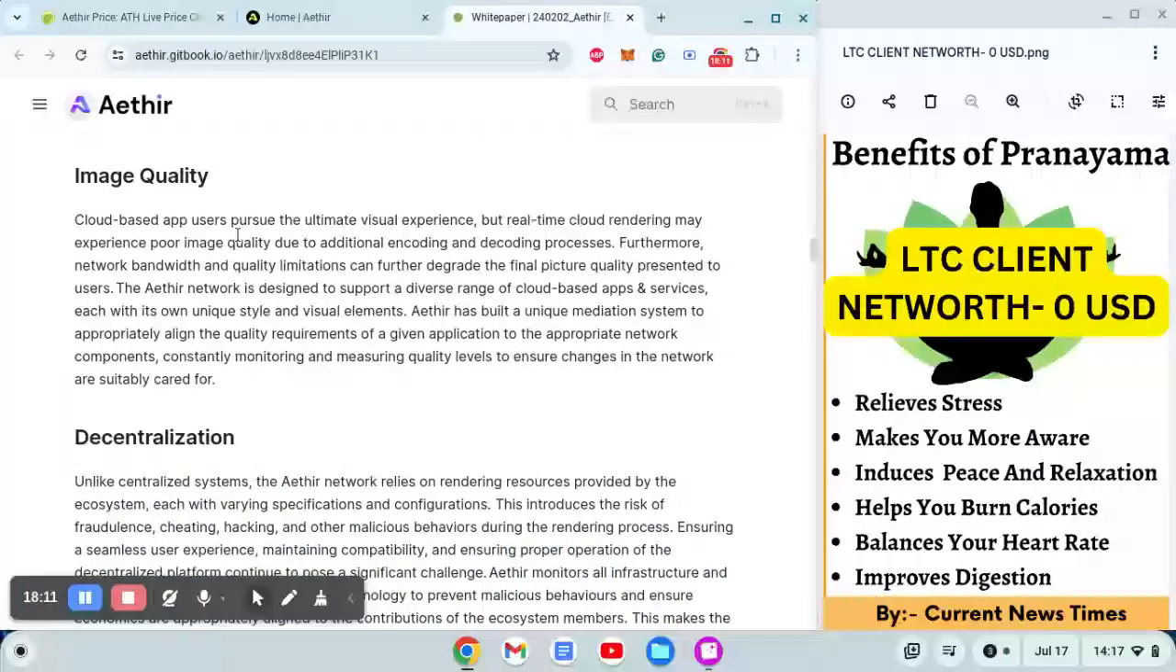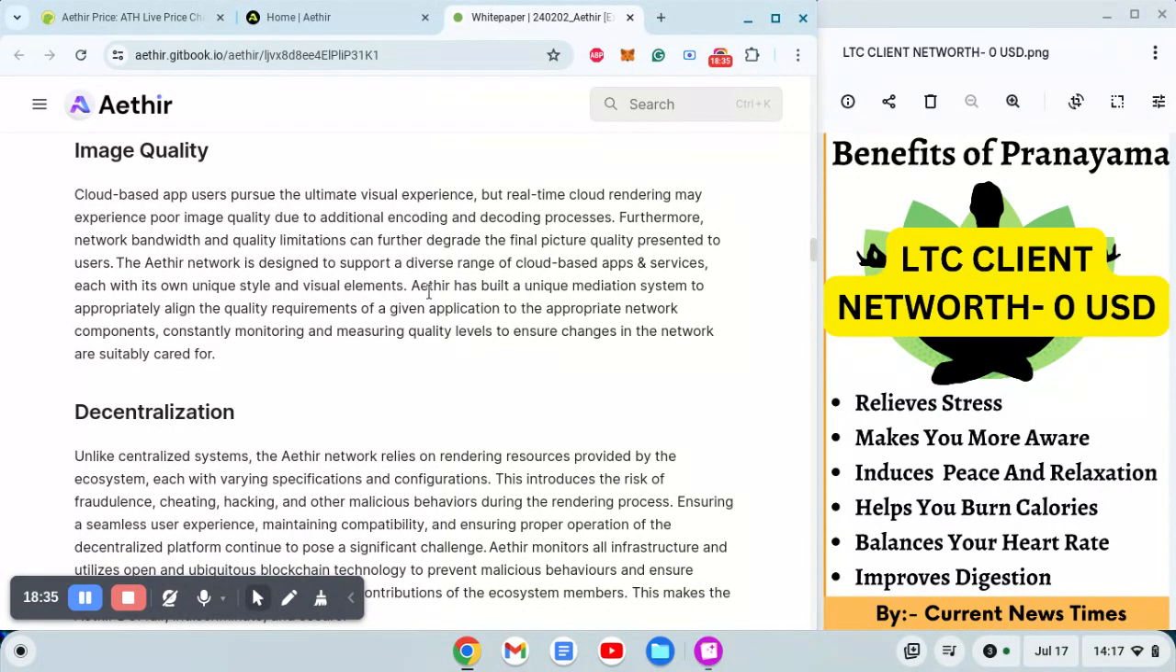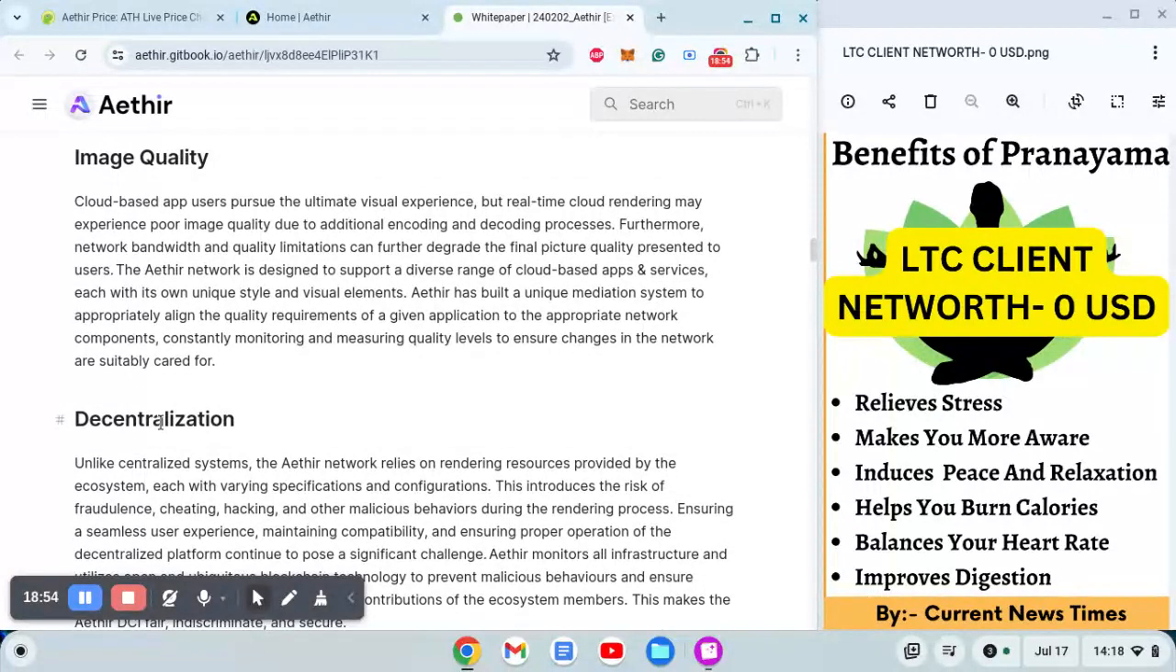Cloud based app users pursue the ultimate visual experience, but real time cloud rendering may experience poor image quality due to additional encoding and decoding processes. Furthermore, network bandwidth and quality limitations can further degrade the final picture quality presented to the users. The Aethir network is designed to support a diverse range of cloud based apps and services, each with its own unique style and visual elements. Aethir has built a unique mediation system to appropriately align the quality requirements of a given application to the appropriate network components, constantly monitoring and measuring quality levels to ensure changes in the network are suitably cared for.